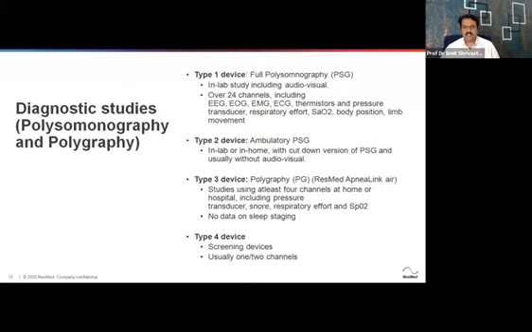Type 3 devices are very basic devices, and this is what is ApneaLink Air. It has 4 channels, which include pressure, snore, respiratory effort, and SpO2. Here, the data for sleep and sleep staging is not possible. Type 4 is usually 1 or 2 channels, and mind you, these are only screening devices.